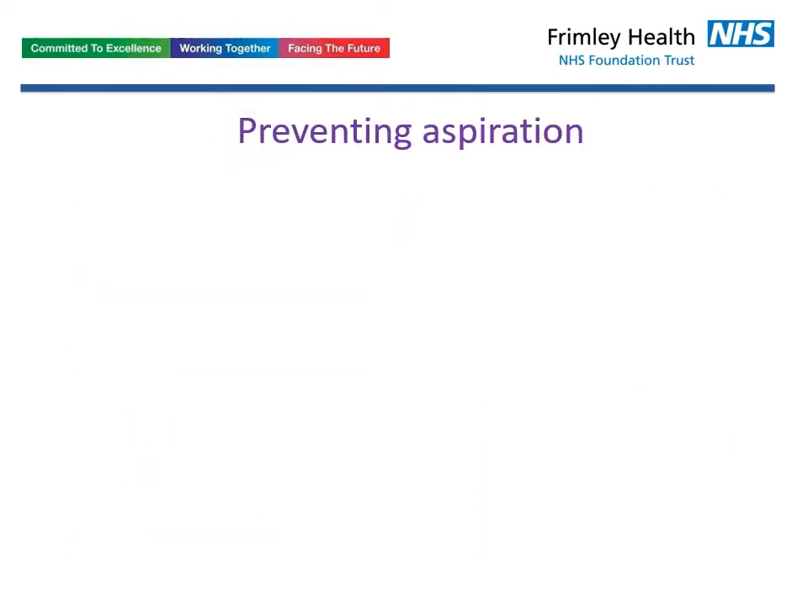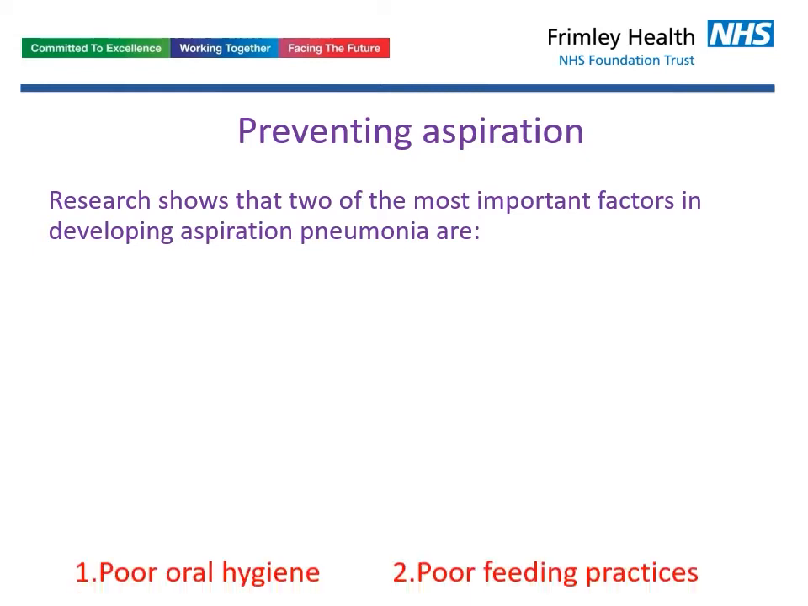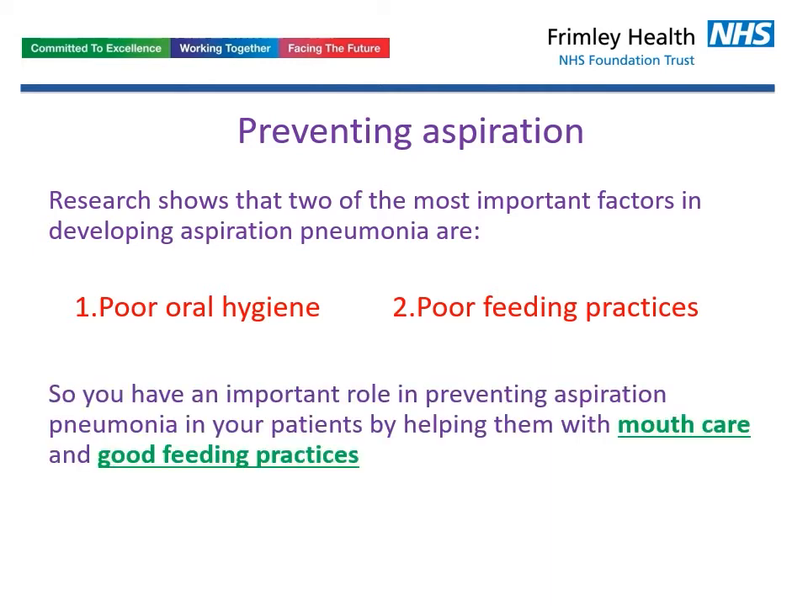So how can we prevent aspiration? Research shows that two of the most important factors in developing aspiration pneumonia are poor oral hygiene and poor feeding practices. So you have a really important role in preventing aspiration pneumonia in your patients by helping them with mouth care and good feeding practices at meal times.